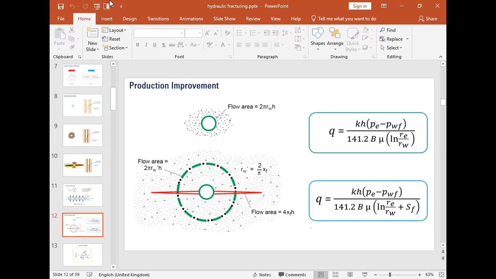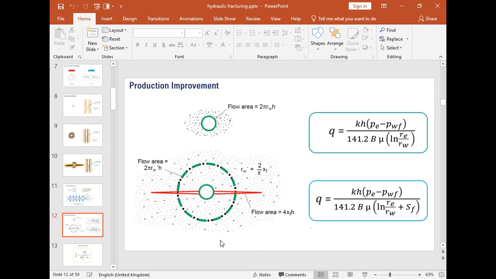So basically, if we look at this formula, this is a natural formula in a situation where there is no damage. But this is the formula in a situation where I have a damage because I now have a skin. So if the skin is positive, this entire denominator becomes higher. And if this entire denominator increases, our flow rate will decrease, because definitely our flow rate should be inversely proportional to the skin.